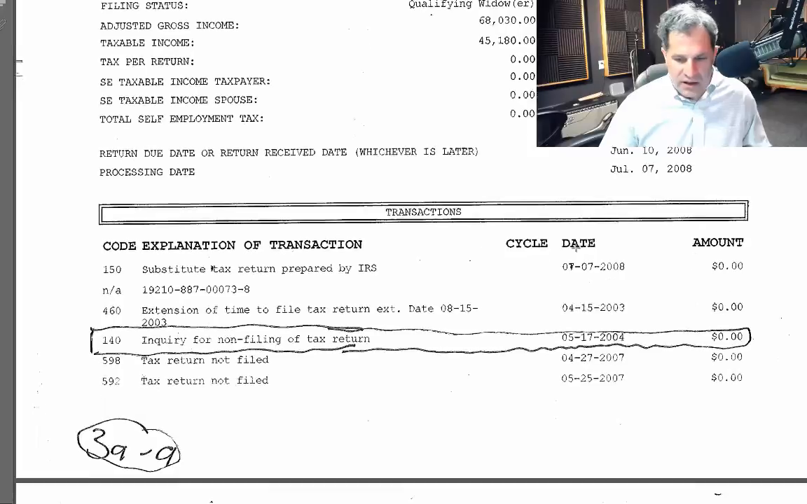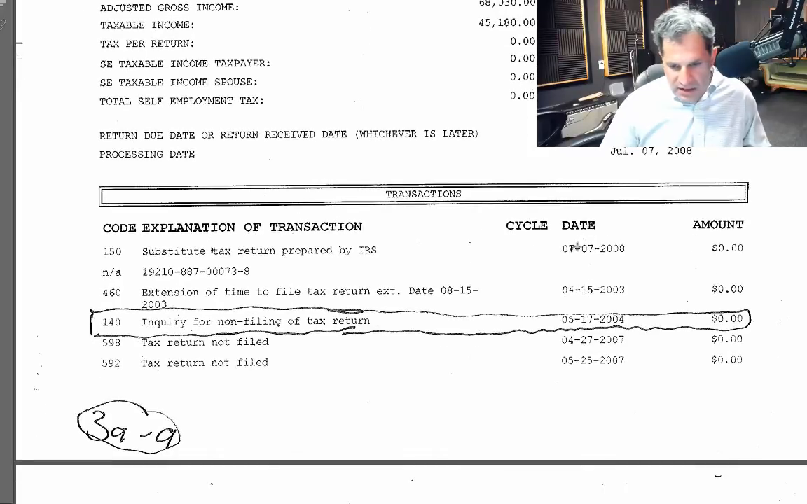Well, let's take a look. So here it is. Now look at the date on here, 7/7/2008. Well, that's after all of these things. So they filed an extension for their return, and the extension looks like it was late, so that's really not going to work.